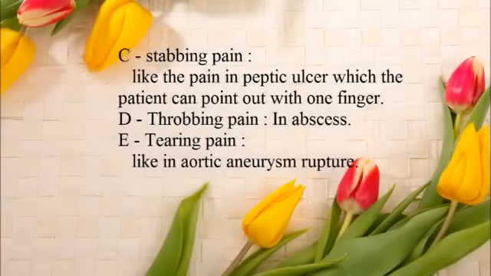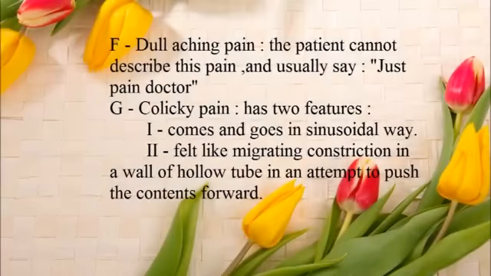C is the stabbing pain, like the pain in peptic ulcer. The patient of peptic ulcer can point out the pain with one finger. Throbbing pain is a pain that comes in pulses. It's there when an abscess is found in the body. Tearing pain is like an aortic aneurysm rupture. Dull aching pain: the patient cannot describe this pain and usually says, "Just pain, doctor." That's the dull aching pain.